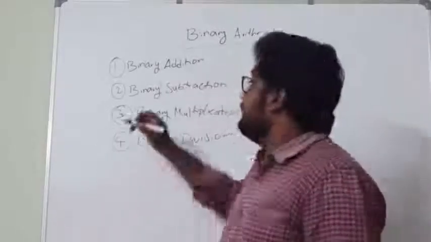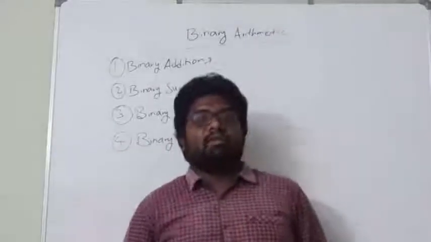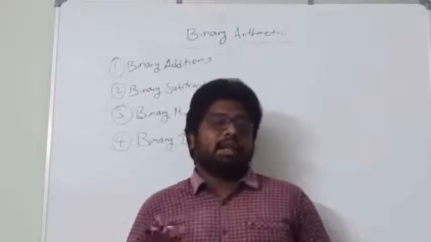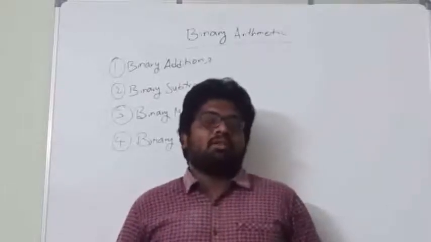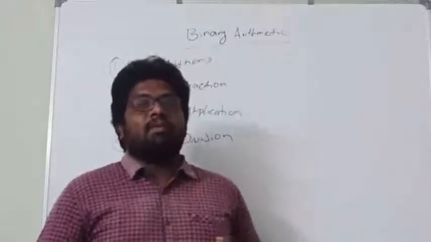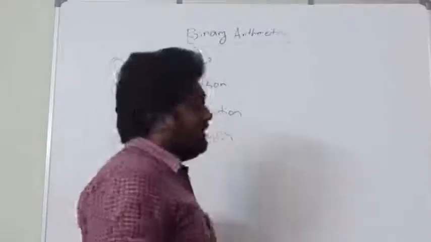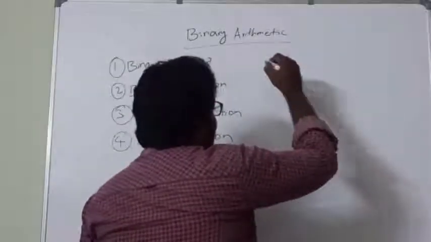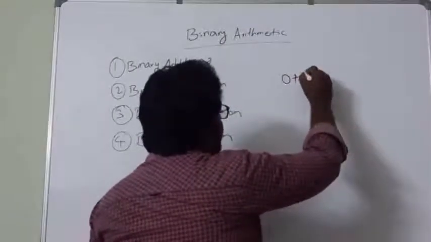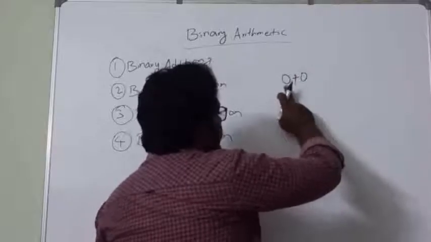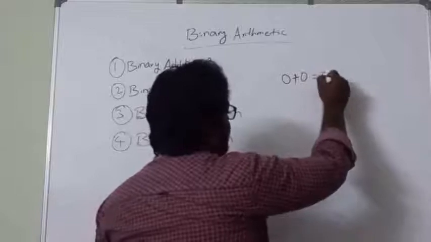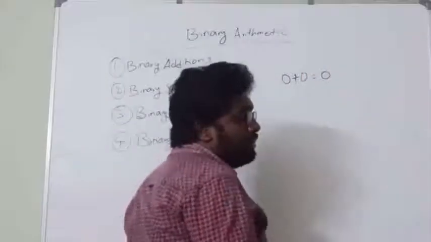The first one is the binary addition operation. To perform the binary addition operation, we have some rules. The rules for performing binary addition are: when we add the lower bit and the lower bit, that is 0 plus 0, the resultant will be 0. The resultant will also be the lower bit.